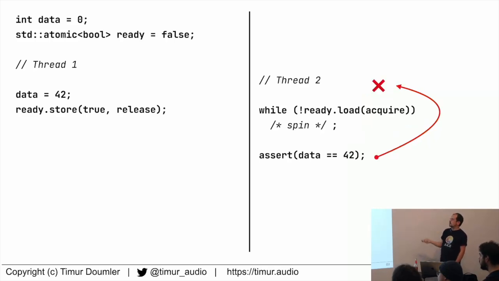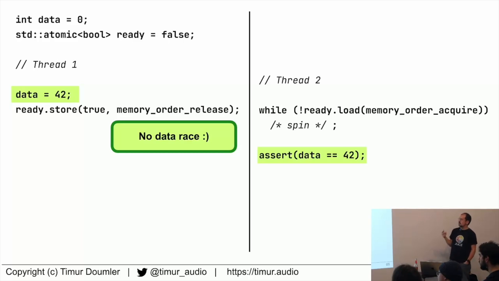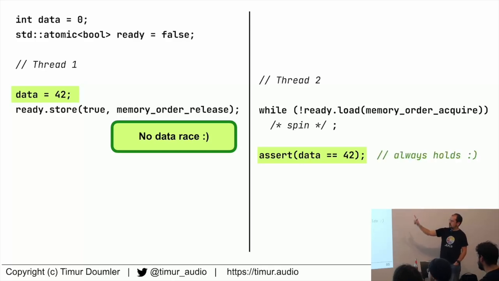But that's fine, right? With this guarantee, you know that there's no data race, because whenever the ready load is true here, then you know that on the left the store has happened, and then you know everything before it also has happened. So you will always observe that data is 42. So this code is both not undefined behavior and also correct. There's no bug, and also the assert will always hold. And that's how you use release acquire.